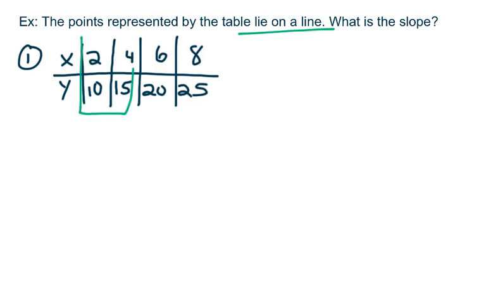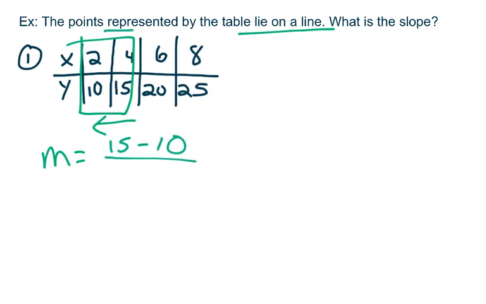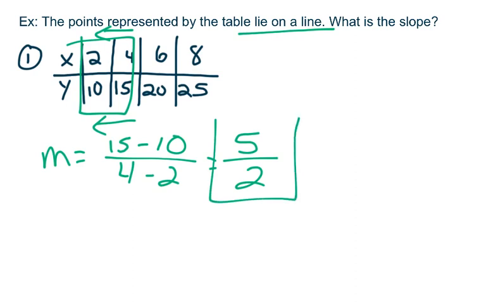I'm going to choose the 2 with the smallest numbers. And remember, it's always change in y over change in x. So I'm going to go that way. So I'm going to do 15 minus 10, do my y values first, and then I'm going to do the same thing with the x values. 4 minus 2. 15 minus 10 is 5. 4 minus 2 is 2. And then 5 over 2 is simplified. That is your answer right there, 5 over 2. All you got to do is pick 2 points, find the slope between them, and that will be your answer.